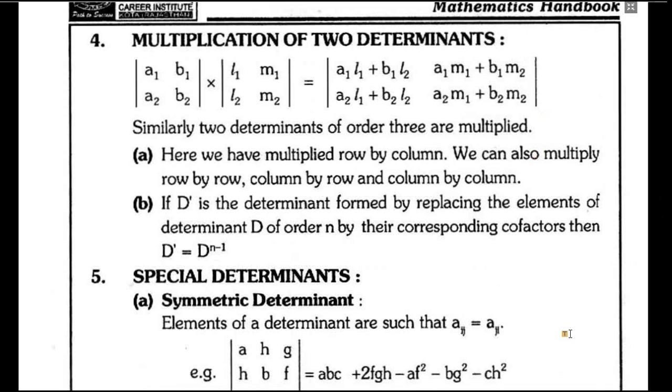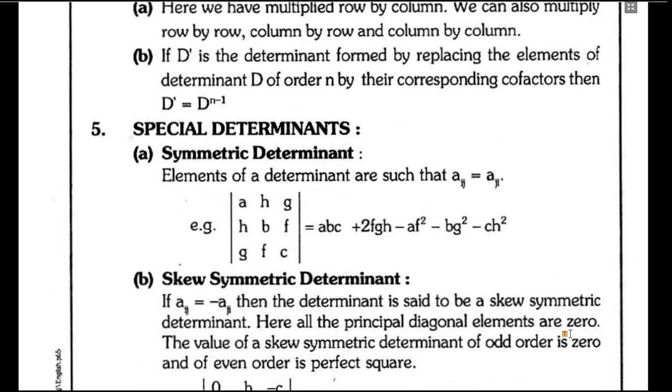If D dash is the determinant found by replacing the elements of determinant D of order n by their corresponding cofactors, then the determinant D dash will become determinant D to the power n minus 1. N is the order of the determinant.